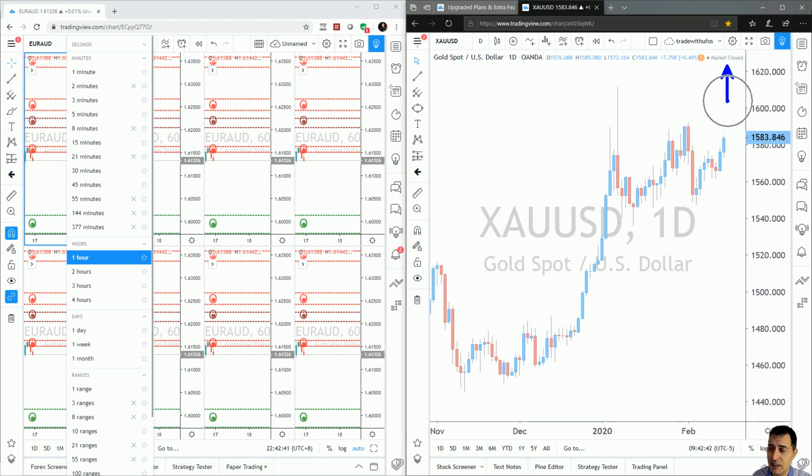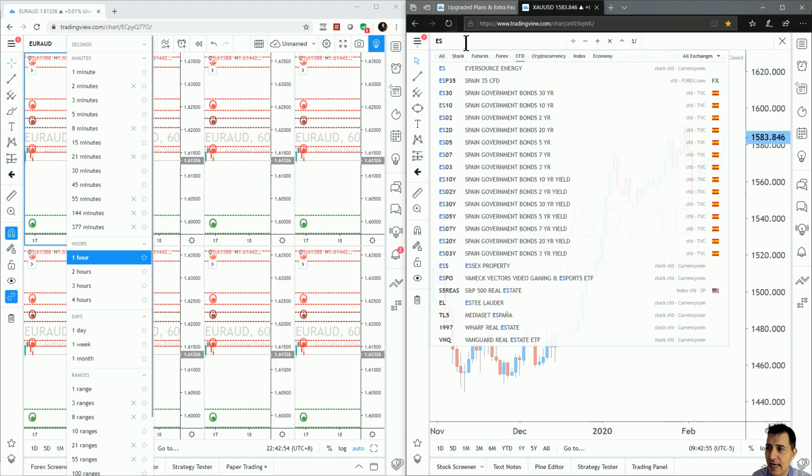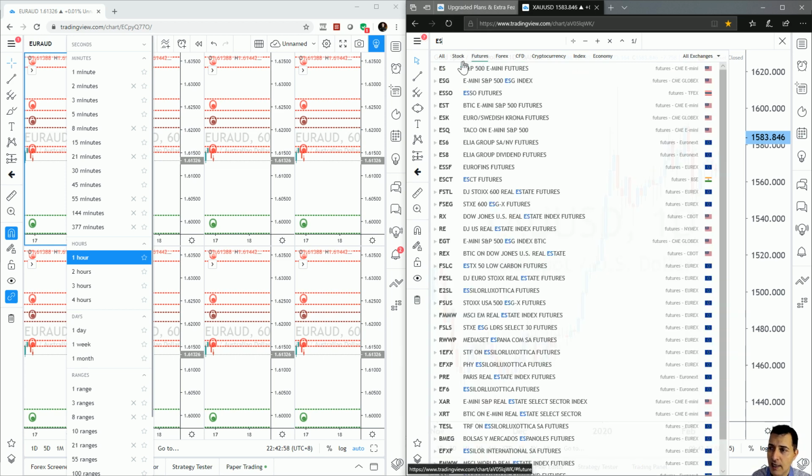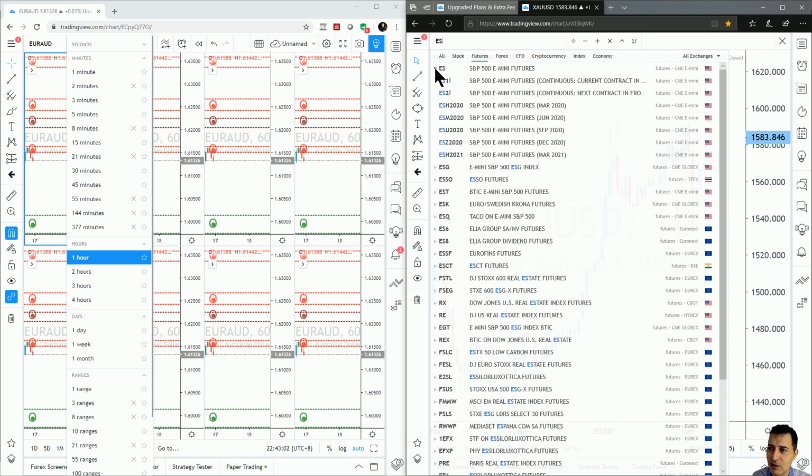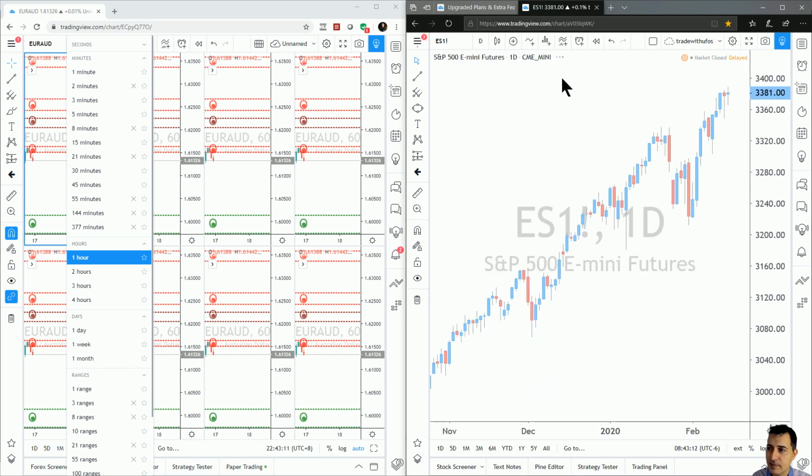But CFDs also close, so you will be able to see if the market is open or closed, and if it is real time or delayed. For example, if I use futures, ES, that's the S&P 500 futures. If I click on futures, you have S&P 500 E-mini. If I click on the drop-down menu, I can pick the March contract, the June contract, or maybe I want to look at the continuous contract. So I'm just going to click continuous.